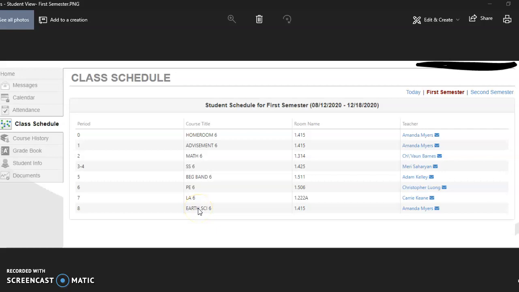Obviously, this is a 6th grader's schedule, so for a 7th grader and an 8th grader, your schedule is going to look a little different. However, you can all take from the same thing. Again, I'm under the first semester tab and it shows me all of my classes. This helps you know, based on our schedule, where to go.